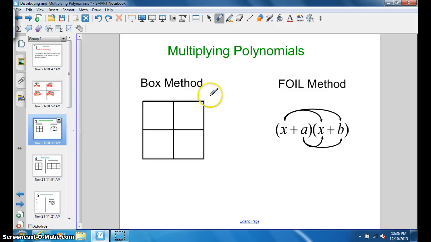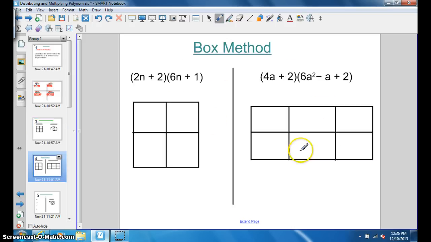So, multiplying polynomials. When we multiply polynomials, there are a couple methods we can use. We can use the box method, or we can use the FOIL or distributive method. So I'm going to start out with the box method. And when we use the box method, we just need to rewrite these terms to match up with these boxes. So I'm going to write the 2n plus 2 right here, and 6n plus 1 right here. Okay?